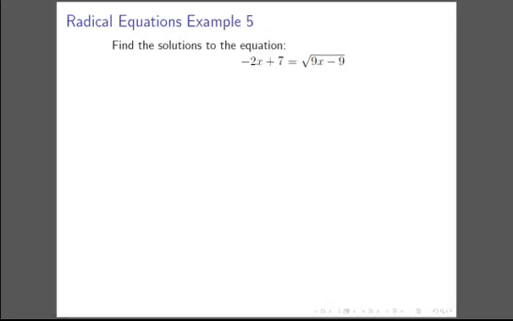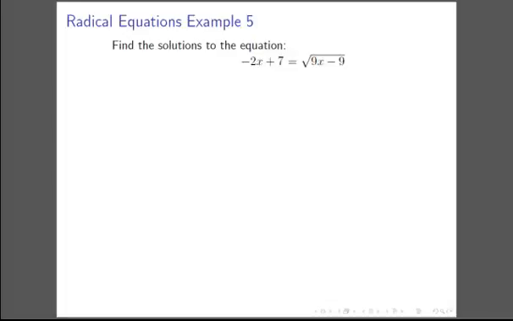In this video, we'll find solutions to the radical equation negative 2x plus 7 equals the square root of 9x minus 9. To solve this equation, we need to get the x out from under the square root on the right-hand side.